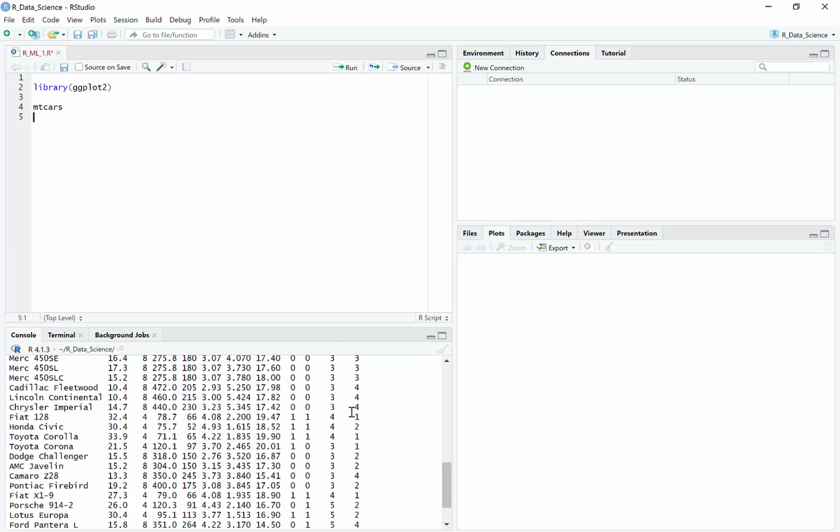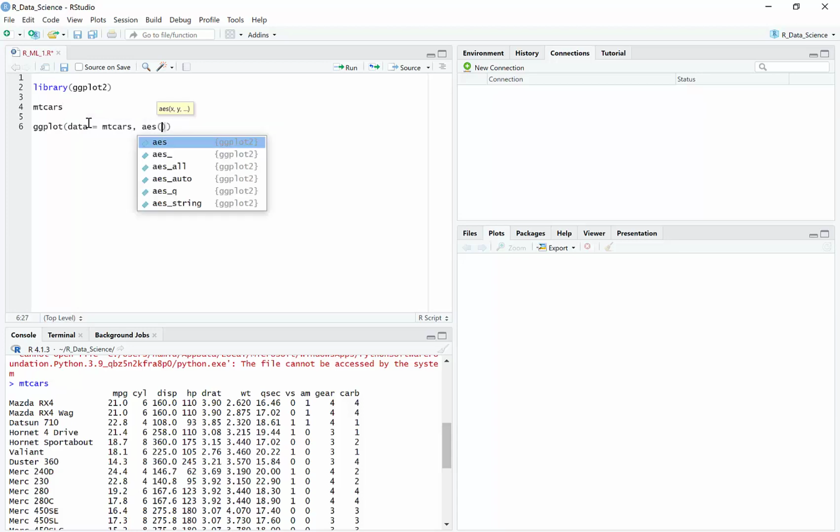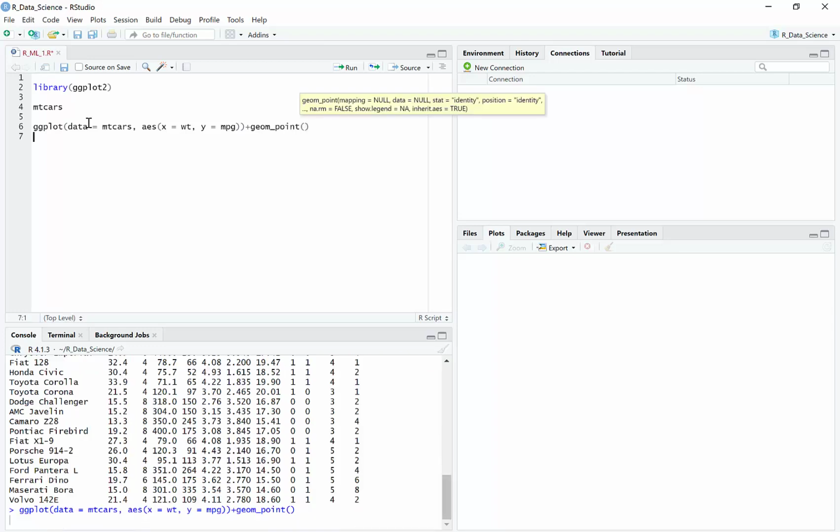You can see here, this is the data set. You see the names of some cars and some specifications like cylinders, and here we just want to check the weight and miles per gallon. So here we want to plot ggplot, data equal to mtcars, then aes, x equal to wt and y equal to mpg, and then geom_point. So let's see.